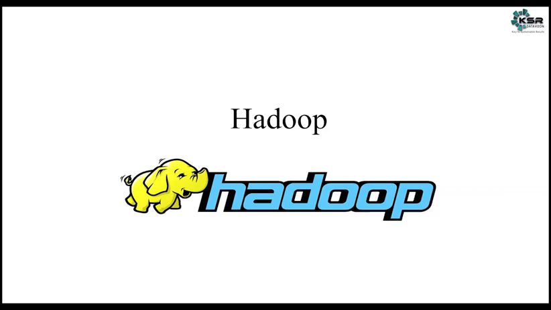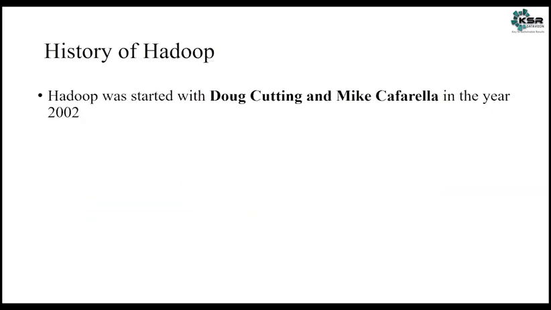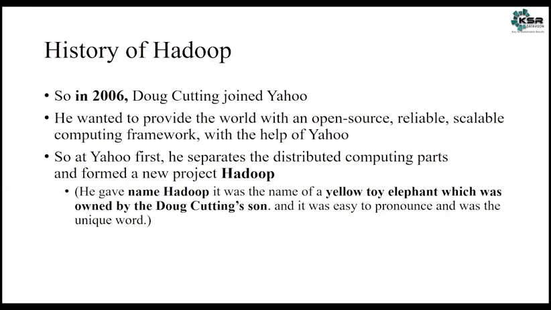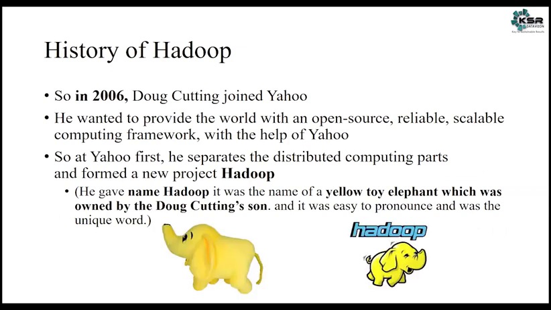Now, my way of thinking was it's because it's a big animal, they've kept it as Hadoop. But that's not the answer. He gave the name Hadoop as it was the name of the yellow toy which was owned by Doug Cutting's son. So while he was creating that project, Doug Cutting's son was playing with an elephant.